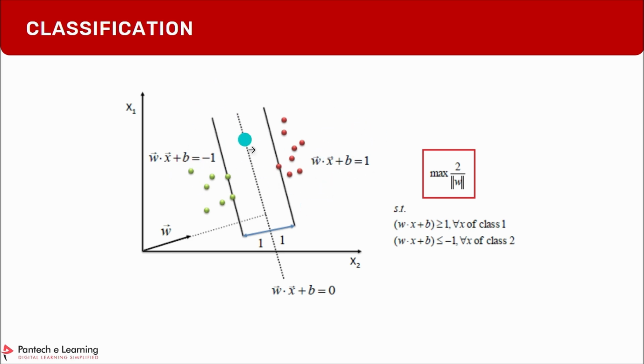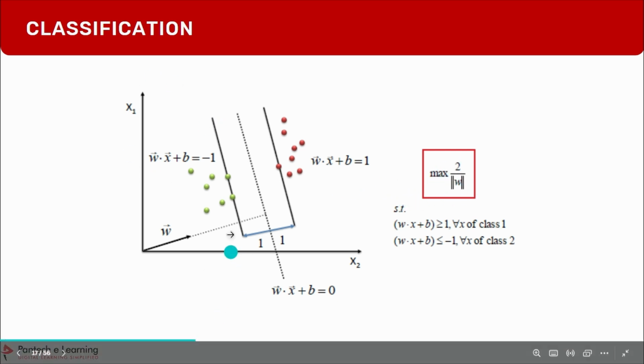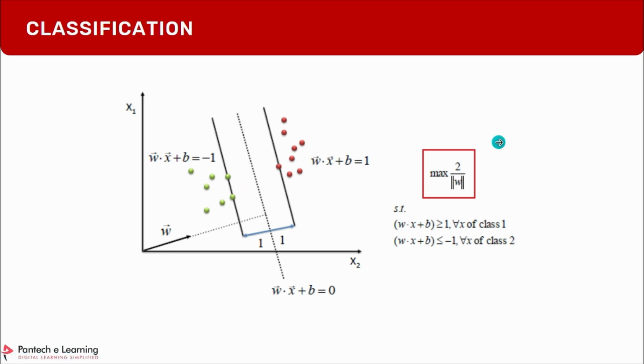When you do some basic algebraic calculation with these two formulas, you will get an output which is 2 divided by the magnitude of this value W. I'll tell you how it is derived from these two; I'll show you in the next slide. So this is the margin value between these two, which is 2 divided by the magnitude of W, and your task is to maximize this. The larger it is, the better the fit. That's what our support vector machine does, the math behind it.